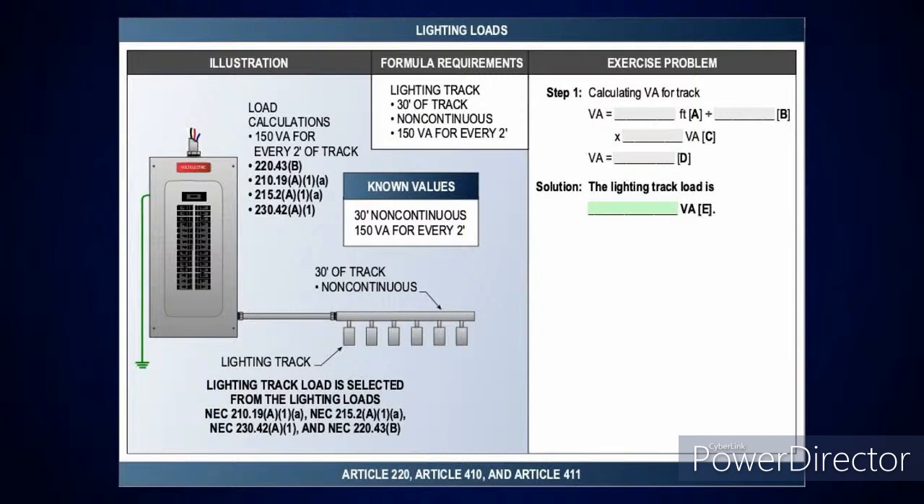Now, we've got 30 foot of non-continuous. I'm not even going to put 125% on this. We're telling you it's non-continuous track lighting. So automatically, I have to have 150 VA for every 2 foot. So I'm going to divide that, and that'll be 15 times 150 VA. Everybody should be able to do that pretty simply.